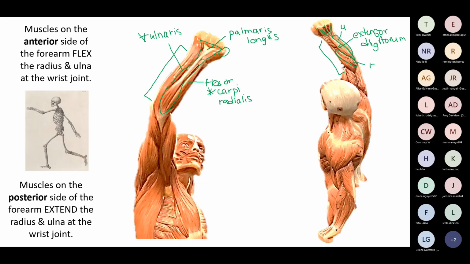So Ethel asked, when we flex the wrist joint, we're pulling the hand closer to the radius and the ulna. So when we do flexion, we're bringing the hand closer to those. You're pulling it together.